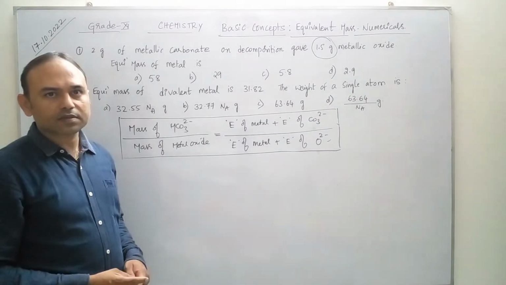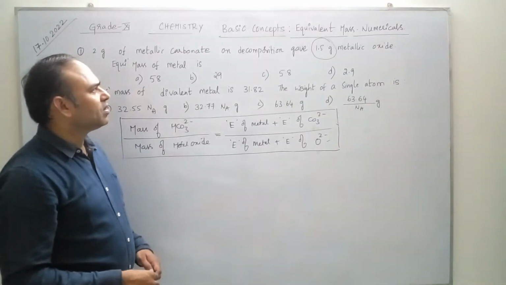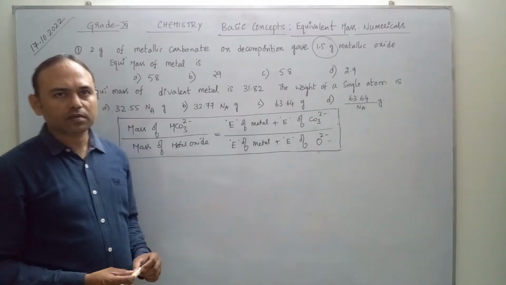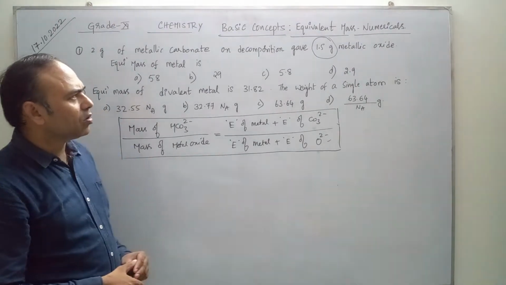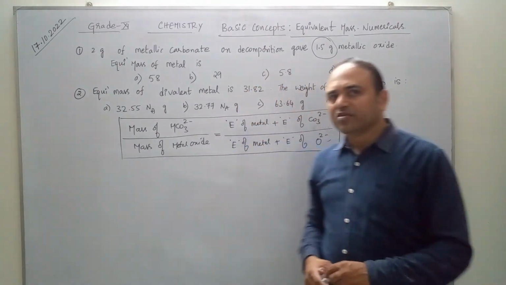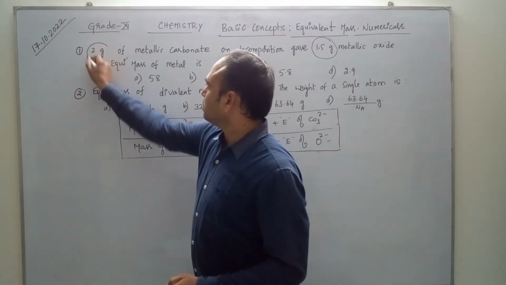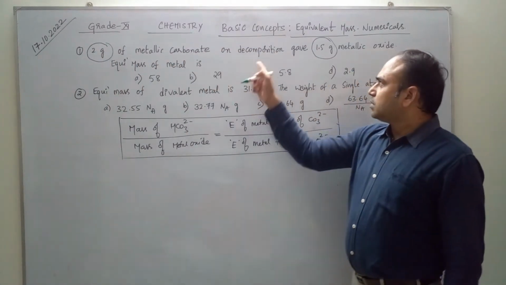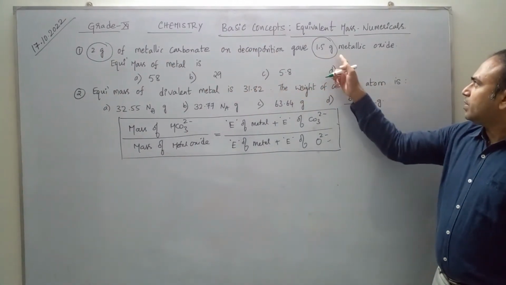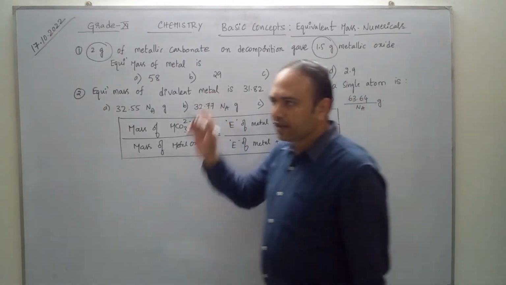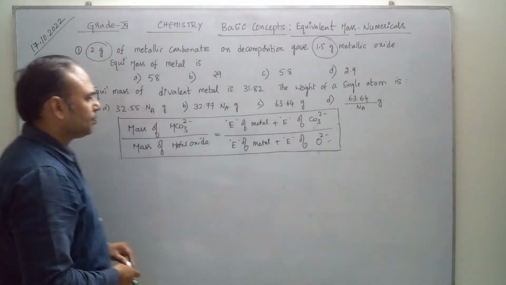Good evening, students. In the previous lecture, we discussed equivalent mass, and today we will discuss important numericals based on equivalent mass. First question says that 2 grams of metal carbonate on decomposition gives 1.5 grams of metallic oxide, and they are asking to calculate the equivalent mass.